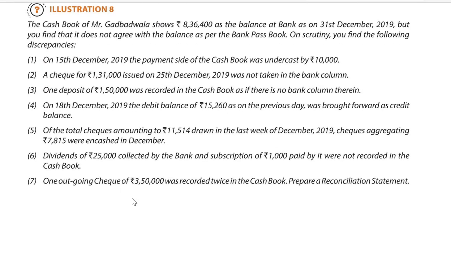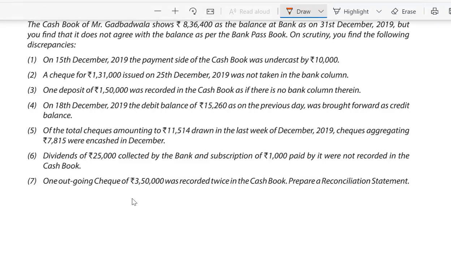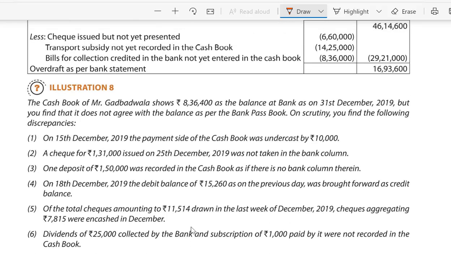Question number 8. The cash book of Messrs G. Gadwadwala shows 8,36,400 as the balance at bank as on 31st December 2019, but you find that this does not agree with the passbook balance. So this is a positive balance. First of all, positive balance in the bank passbook means debit balance.